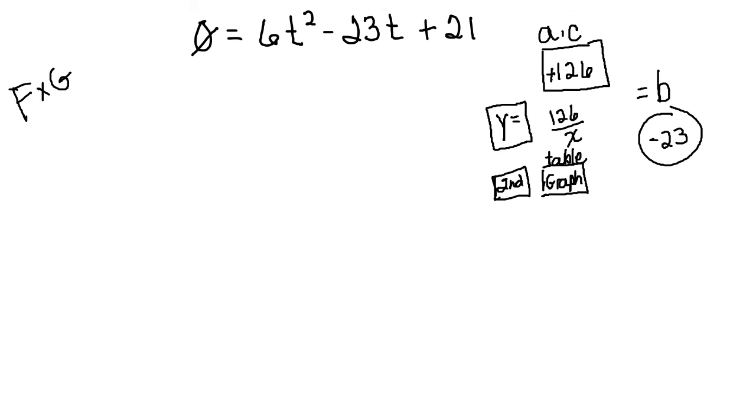And you look at the drop down list here and you see that you have 1 and 126. What you're doing is looking for 2 that you can add together that will give you a negative 23. 2 and 63, 3 and 42. The next whole number, 6 and 21. 7 and 18. And the last one, let's see, 9 and 14.